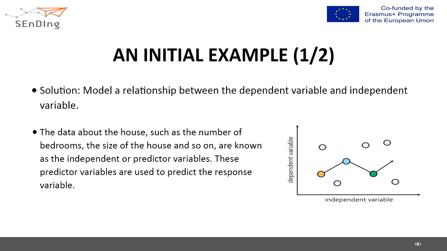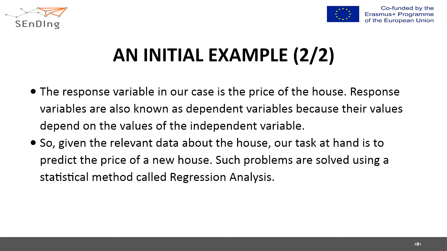The data about the house, such as the number of bedrooms, the size of the house and so on, are known as the independent or predictor variables. These predictor variables are used to predict the response variable. The response variable in our case is the price of the house. Response variables are also known as dependent variables because their values depend on the values of the independent variable.